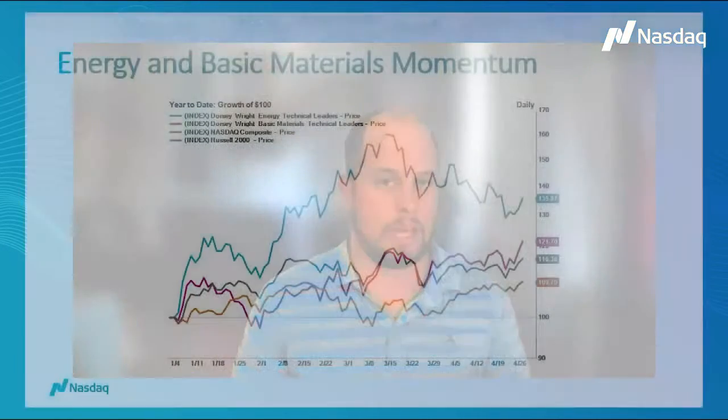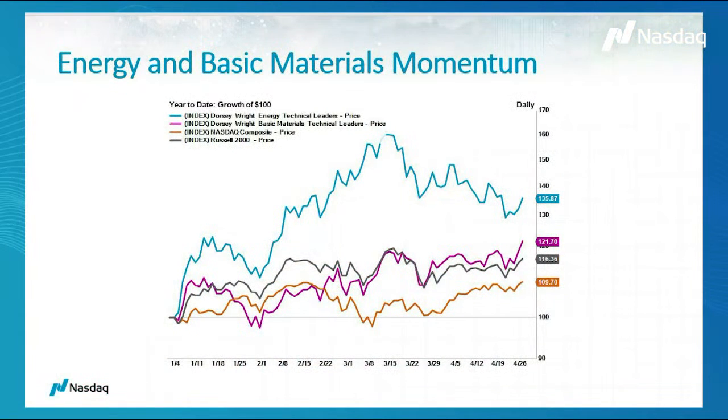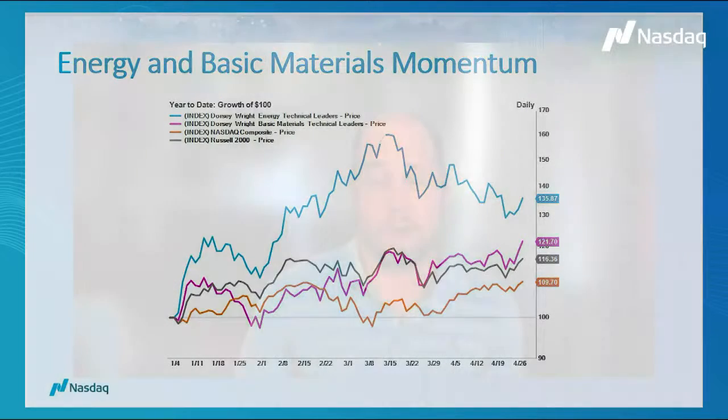Certainly some momentum there as well. Yeah, so if we look at these two sectors, energy and then basic materials, we see that these were two sectors that really weren't performing well last year. They really struggled on a relative basis. But if we look at 2021, the tables turn. We can see right now energy is up over 35% this year. Base materials up over 21%. And if you compare it to the broad market benchmarks, they're outperforming the Nasdaq Composite as well as the Russell 2000.